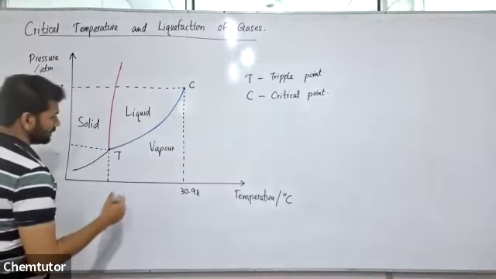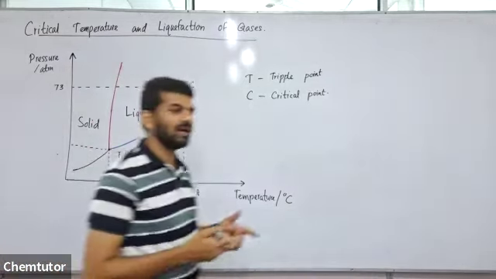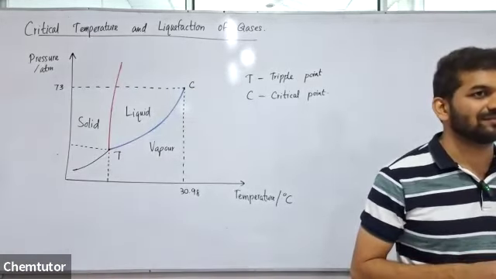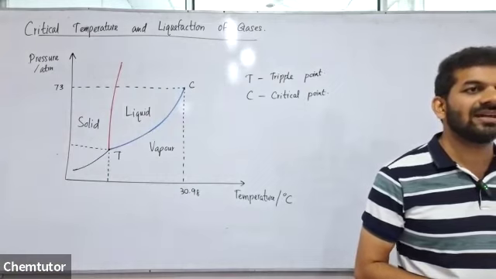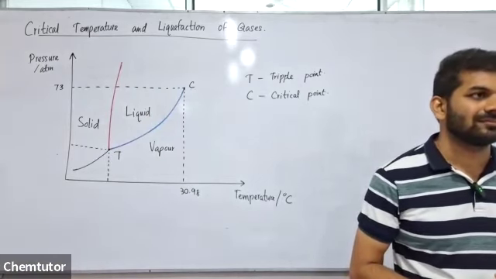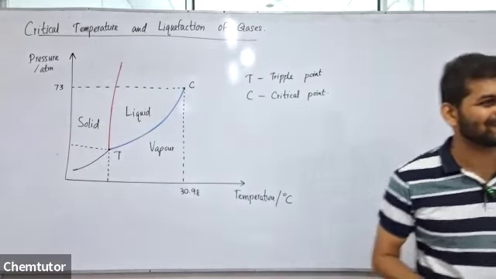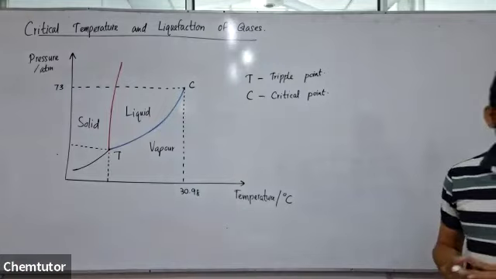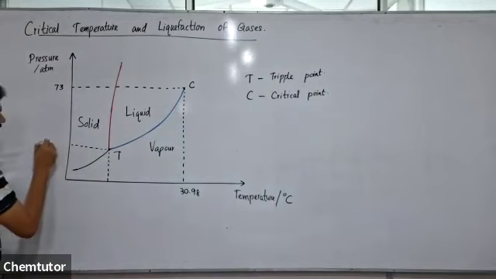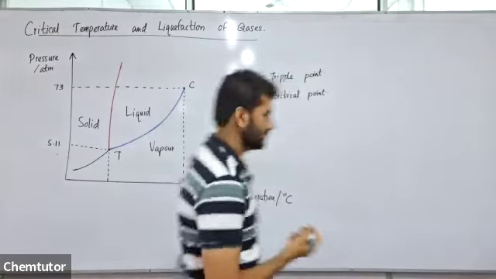Right. So here, the triple point is there. This is also an important point. The triple point is the point where the solid, liquid, and gas, all three phases are in equilibrium with each other. Solid, liquid, and gas, all three are in equilibrium at the triple point. That pressure is 5.11 atm and the temperature is minus 56.4.